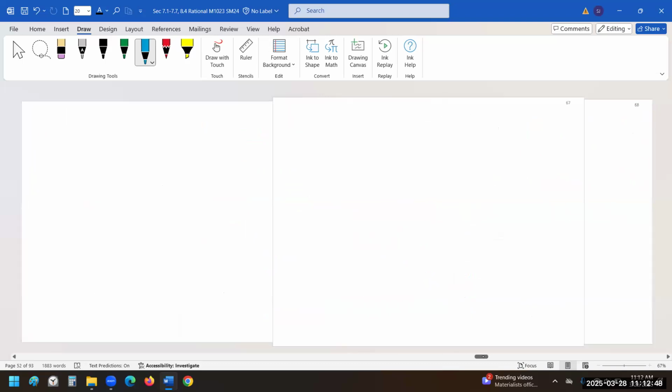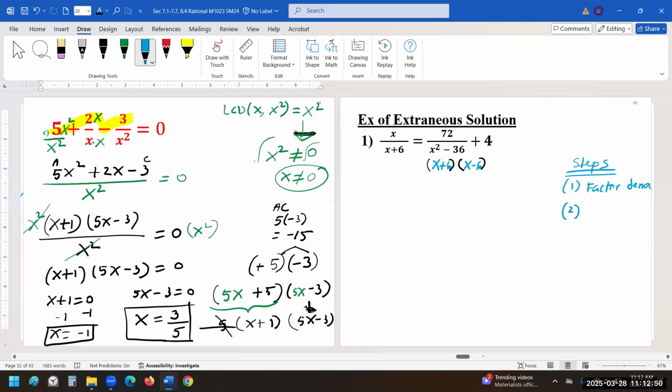The direction says solve, right? Solve for x. We want to see 0. So what do you have to do? Subtract. Either you can subtract the left from the right or right from the left. Since our left is only one term, let me subtract the left because it's one term only. So x over x plus 6 minus x over x plus 6.